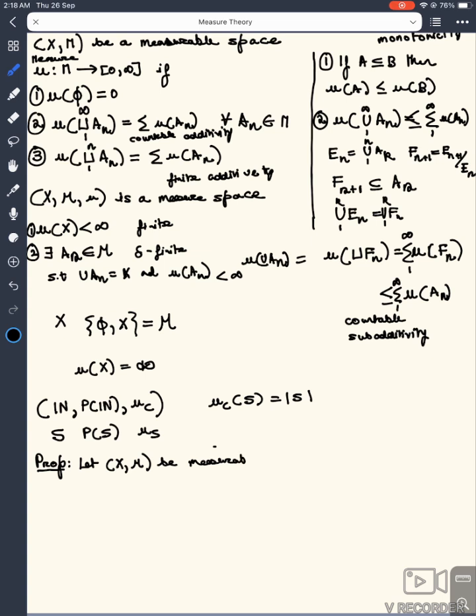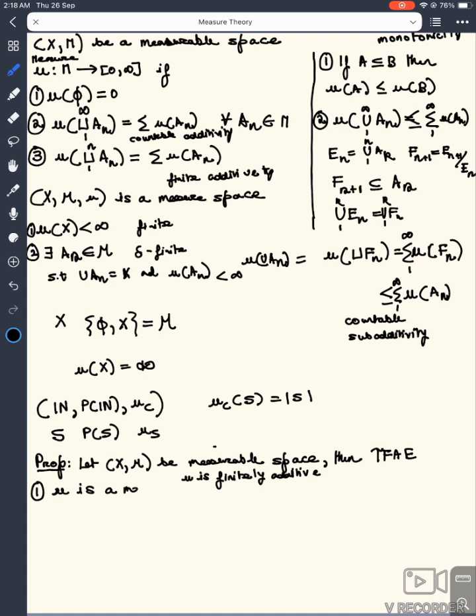So now we do an important proposition. Let X, M be a measurable space. Then, well, I will write the following are equivalent, but it's not actually true. We won't be able to show 3 implies 1. It is true if it's a finite measure. So mu is assumed to be finitely additive here, satisfying 1 and 3. It's called a finitely additive set function on a measurable space.